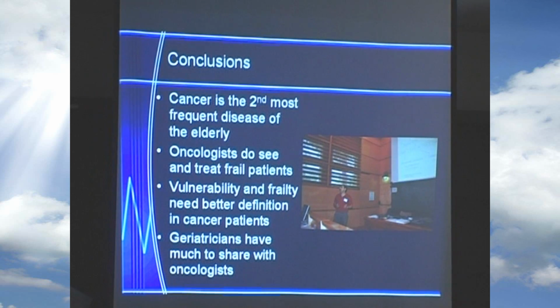So in conclusion, I'd just like to remind you that cancer is the second most frequent disease in the elderly, on the path of becoming the first one as we treat cardiovascular diseases better. Oncologists do see and treat frail patients, so there is a role for the geriatrician in the oncology world. I think one of the most pressing questions right now is to define vulnerability and frailty in cancer patients. I will let you add in geriatric patients, probably. And finally, geriatricians have much to share with oncologists, and don't underestimate what you have to share.